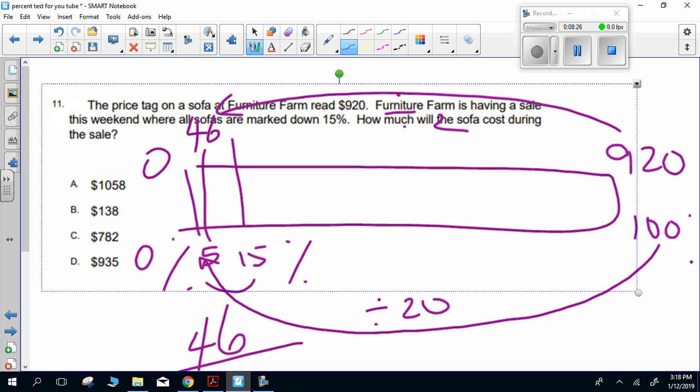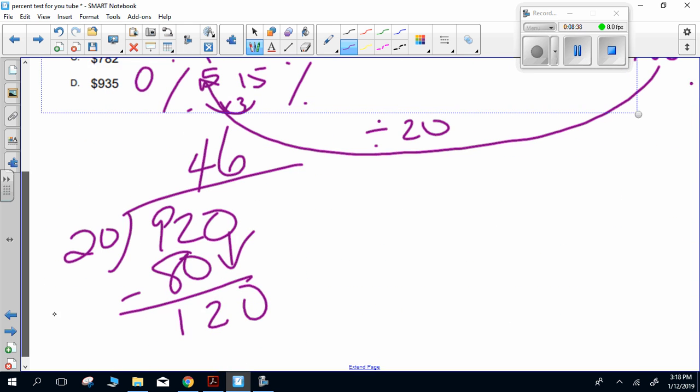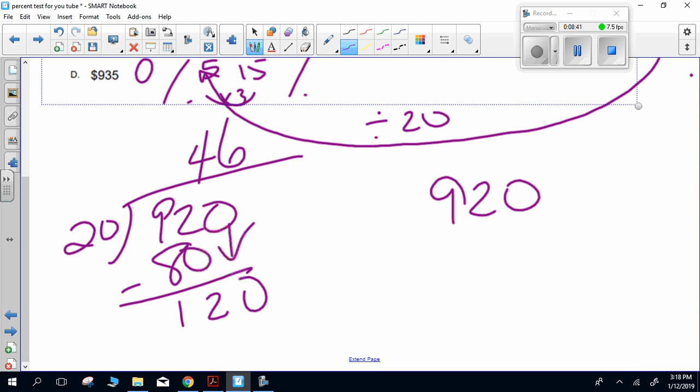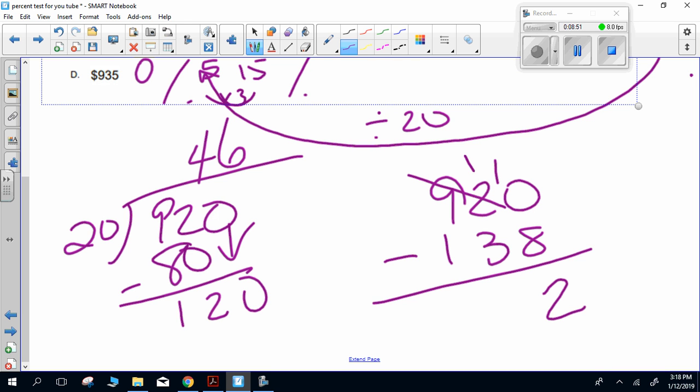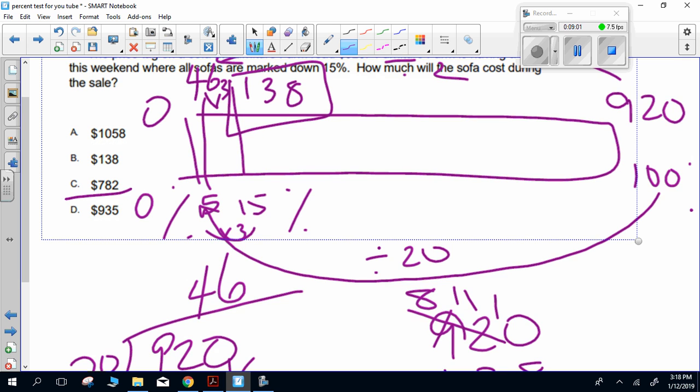So it's 15%, so I need to multiply by 3 and multiply by 3. Well, 46 times 3 is 138. This is my discount. So the couch originally cost $920. I am getting a discount of $138. So I subtract, gives me 2, that gives me 8, gives me 7. So now the couch will cost $782.